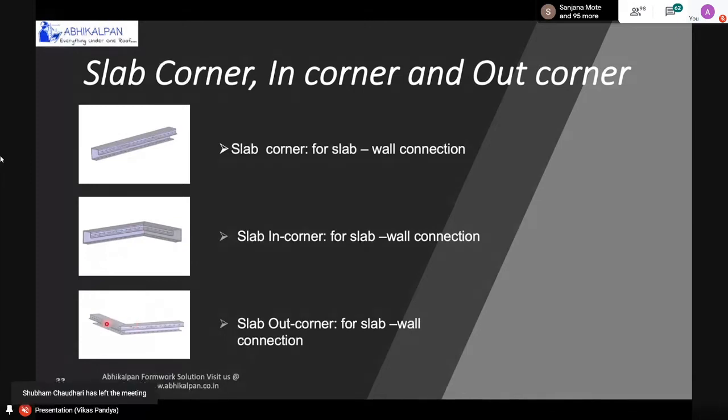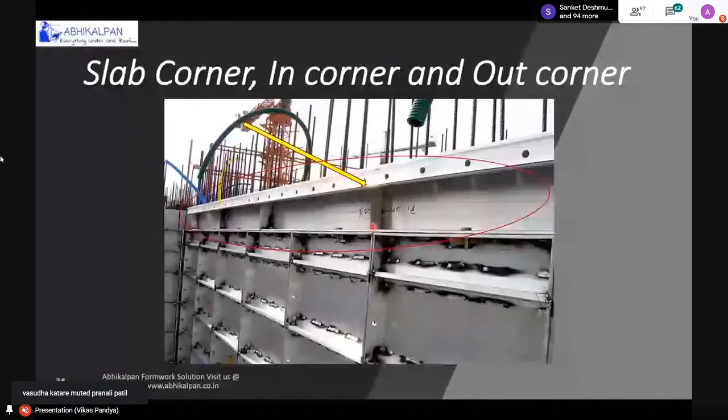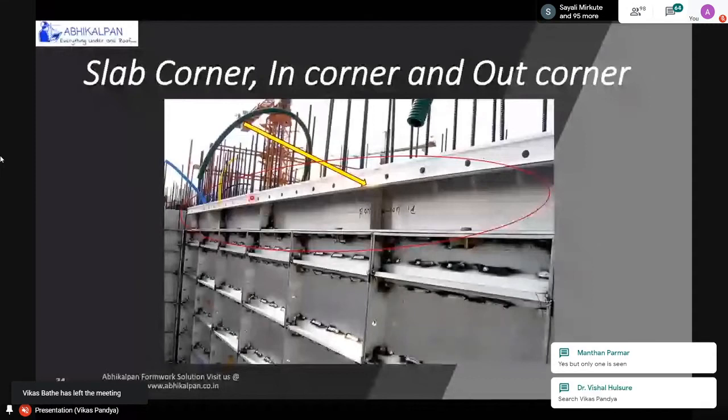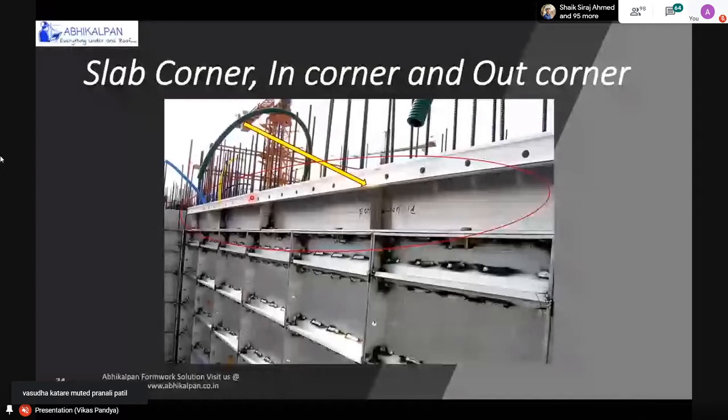As you can see in this picture, on the top of the wall panel, we have placed the SL or slab corner. From here, we will place the deck panel. In this picture, you can see the slab in corner, slab out corner, and slab corner, three pieces together.